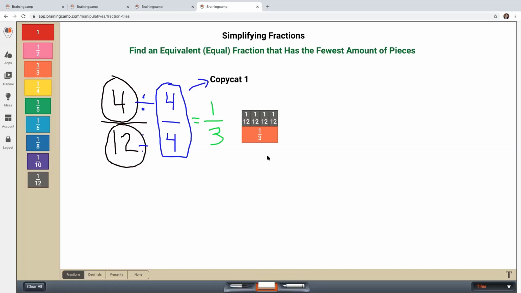It's exactly the same size, exactly the same length. So these are equivalent or equal fractions, but 1/3 uses fewer pieces than 4/12. With 4/12, I have 4 pieces cut into 12ths, and with 1/3, I have 1 piece cut into thirds. So this is one way that you can use greatest common factor in other areas of math, and that is with simplifying or reducing fractions.